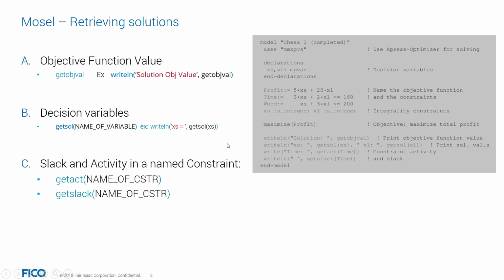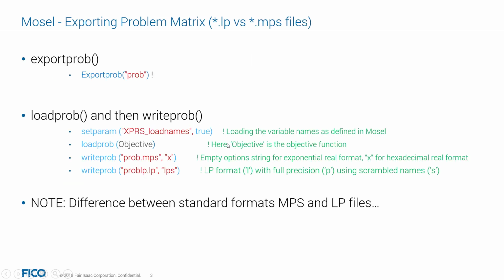So now I would like to show you how you can export a problem matrix. In Xpress Optimization Suite, there are two paths for generating the problem matrix. If you would like to simply generate an LP format, then you can use export prob command. The prob within the parentheses is the name of the file being generated. Or if you were interested in producing the MPS format, you would use the load problem and write problem into an MPS format. The X means hexadecimal real format.